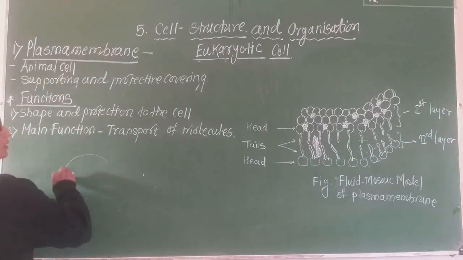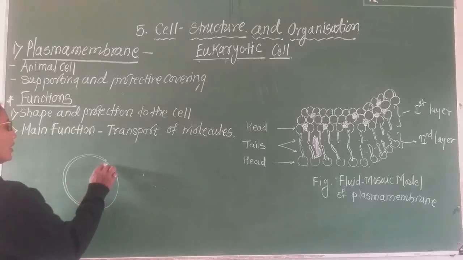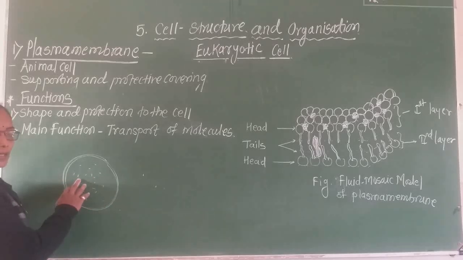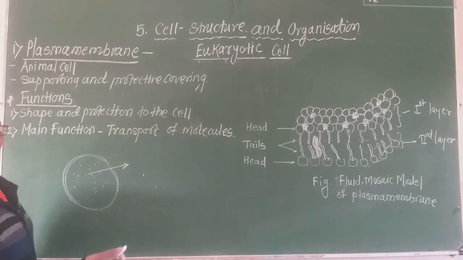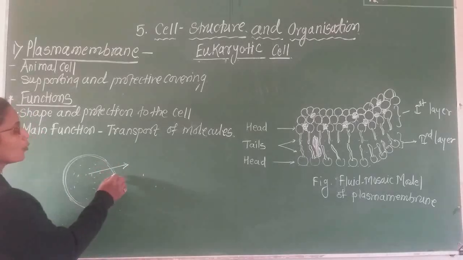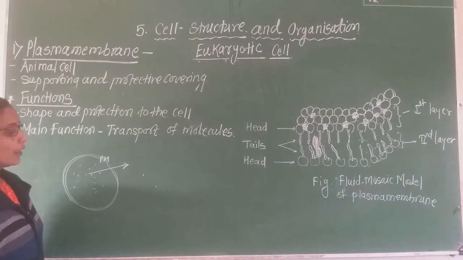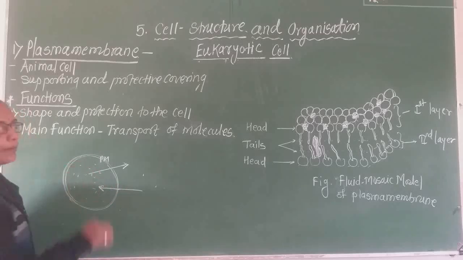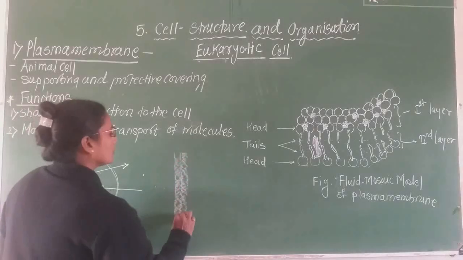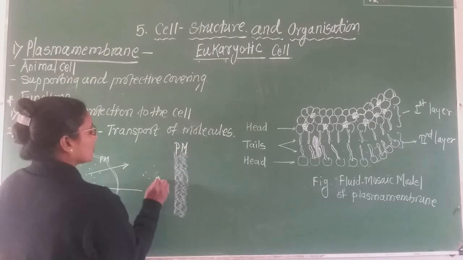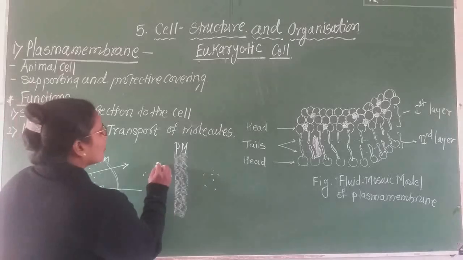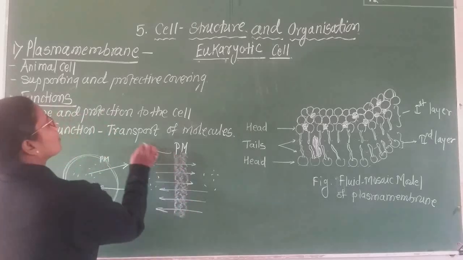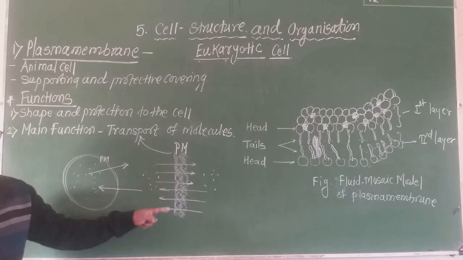See, sometimes this is the cell. This is the plasma membrane. Inside this, cytoplasm is present. From this cytoplasm, some of the molecules go outside the cell. At that time, they have to cross this plasma membrane. Sometimes the molecules enter inside the cell. At that time, they cross the plasma membrane. Suppose this is the plasma membrane, and here are certain molecules. The movement of molecules across this plasma membrane is called transport.